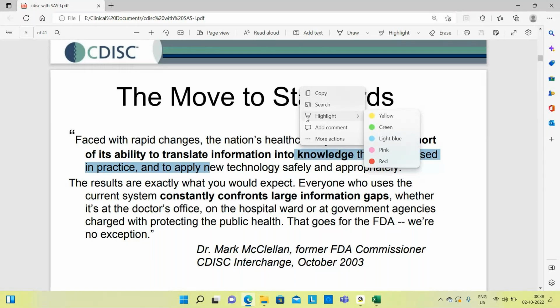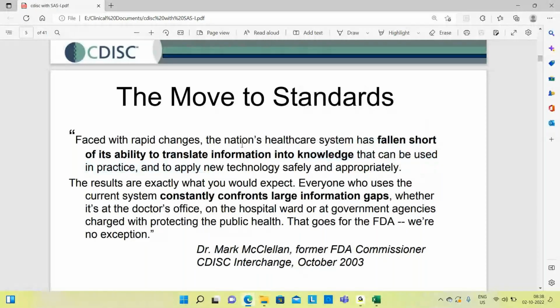Right. So this is how it works. So the results are exactly what you would expect. Everyone who uses the current system constantly faces large gaps. That large gap is nothing but the communication gap, and you can reduce that gap, whether it is a doctor's office, a hospital ward, or a CRO, whatever it is. So is this clear to everyone? Yes or no? So why do we have to move towards standards? Is everyone clear? Yes or no? Yes, sir.